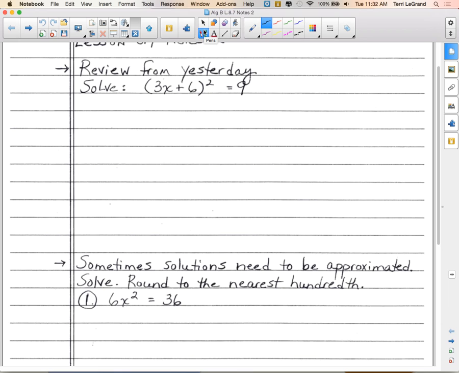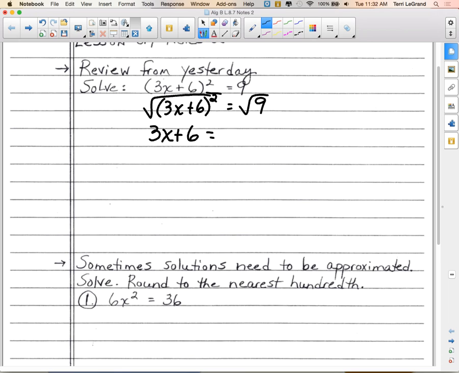Take this, not square them both. Square root of them both, yeah. We're going to take the square root of our 3x plus 6 squared, and we're going to take the square root of 9. The square root of 3x plus 6 squared is what? 3x plus 6.